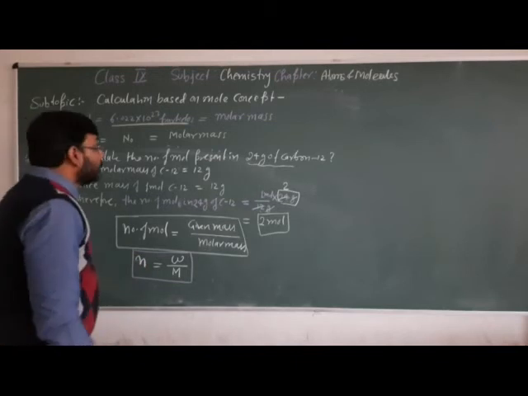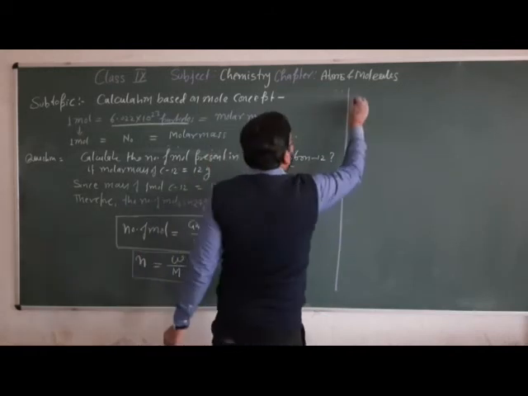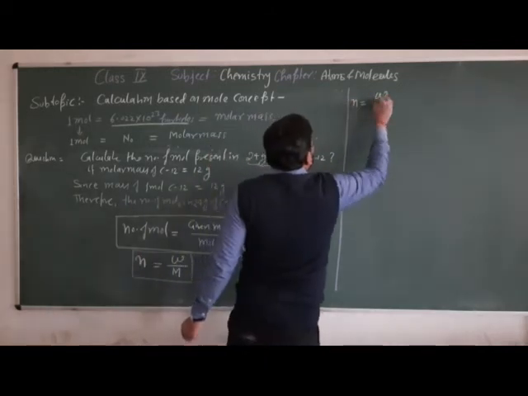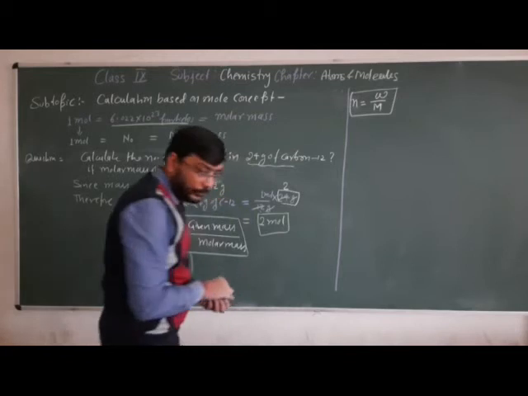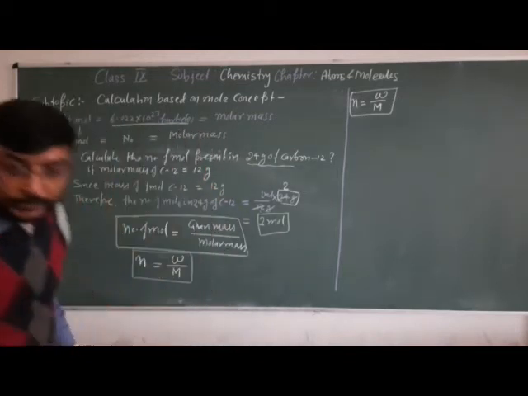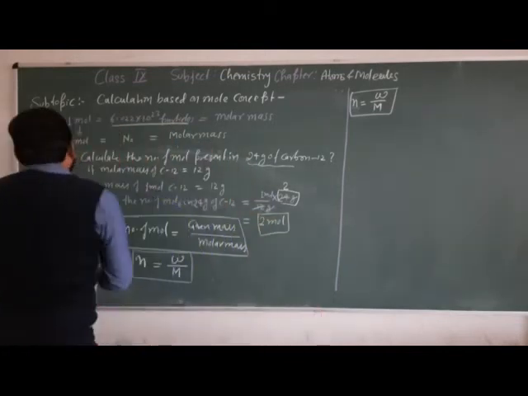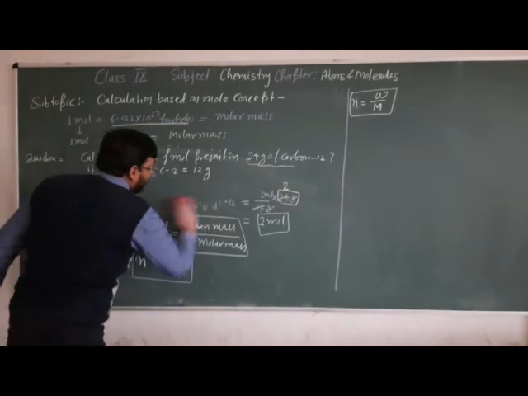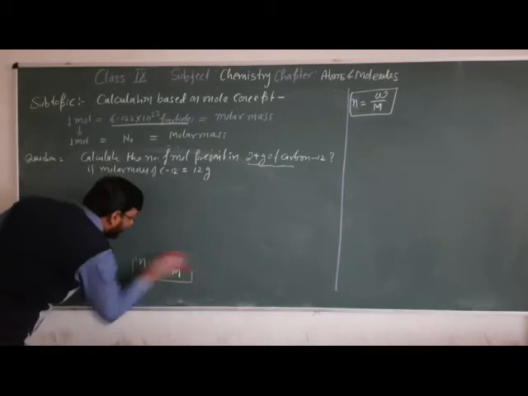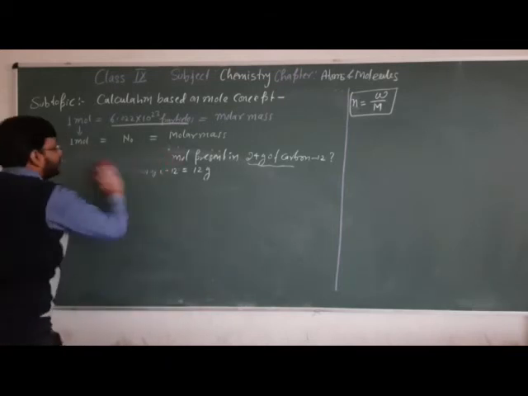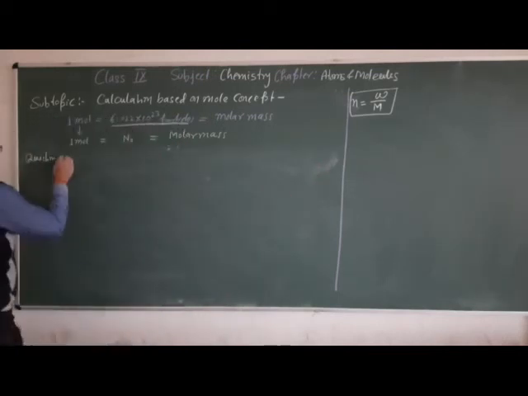So I am writing this formula here: number of moles N is equal to W by M, given mass upon molar mass. So the first formula we have derived is based on the stoichiometric calculation. Clear? Now the second question I am going to give you is based on this formula only, question number 2.